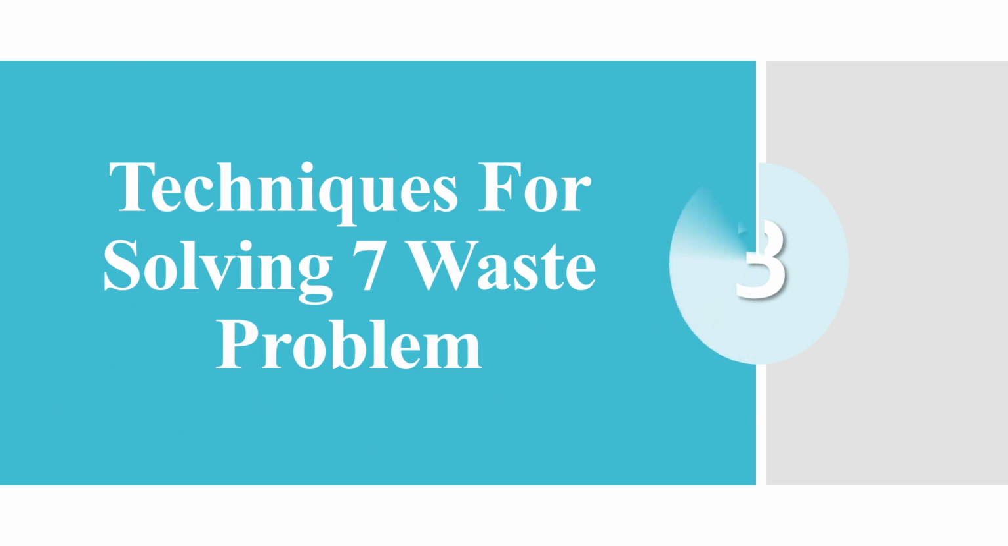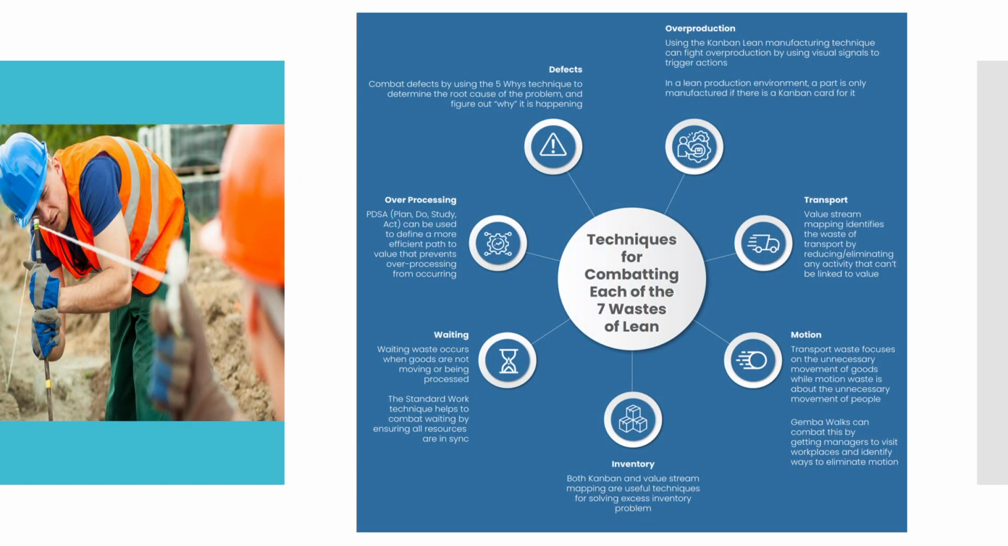Now moving ahead, we are going to see what are the different techniques that we can use for solving each of the waste problems. So starting with overproduction, by using the proper Kanban lean manufacturing technique, we can deal with the overproduction issue and minimize this waste. Next is transportation. By doing value stream mapping, we can eliminate this issue, because value stream mapping will help us to identify the waste of transportation, and accordingly we can eliminate the activities which are not linked with value addition. Next is motion.